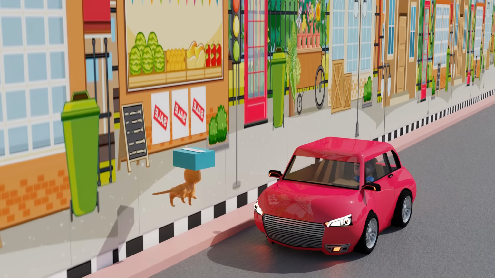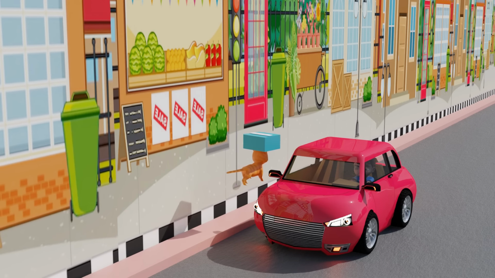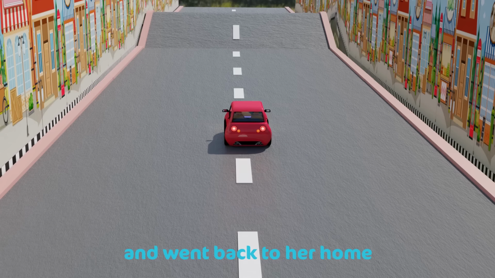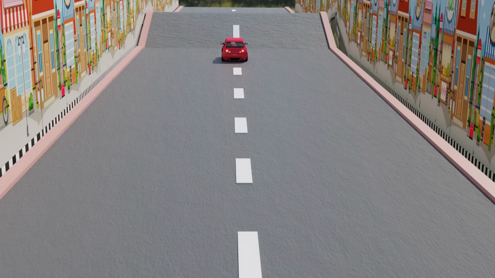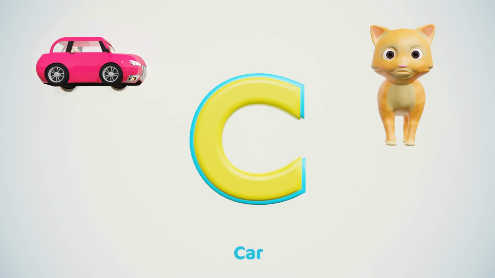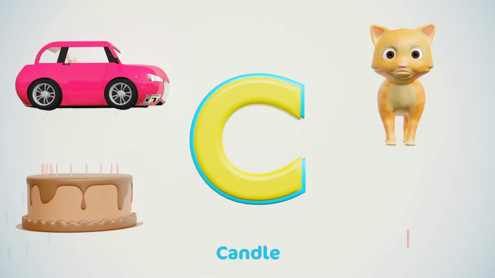Cat sits back in the car and went back to her home. So, kids, what we learned today. Letter C. C is for cat, car, cake, candle. Bye, kids.